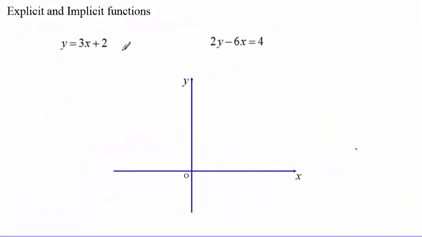Now, I've given you here two equations which apparently don't look exactly the same, but they are. What I want to explain is the difference between the terms implicit and explicit. When functions are introduced to us at school, they are given in this form: you can write it as y equals f of x. In this case, f of x is equal to 3x plus 2.